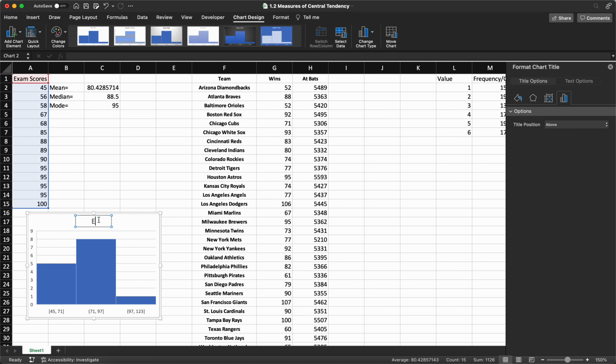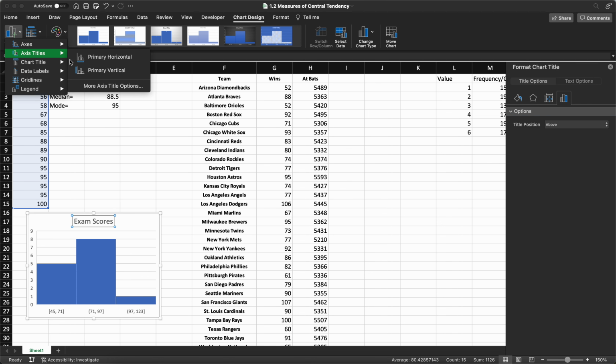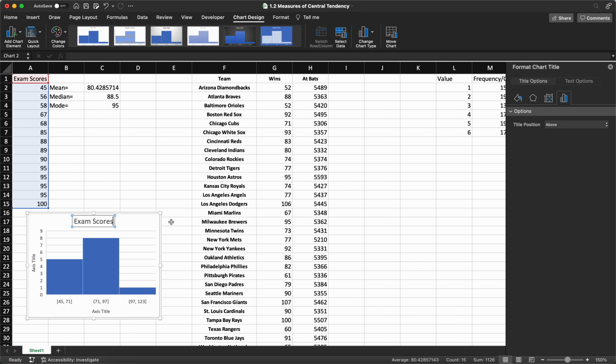Again, we want to make sure that we add our axis labels. If you're using Windows, you have the plus sign here where you can quickly add axis labels to both axes. So this is number of students, and this is exam scores. Now you might look at this and say, well, this is skewed right because most of the data is to the left and the tail is off to the right.